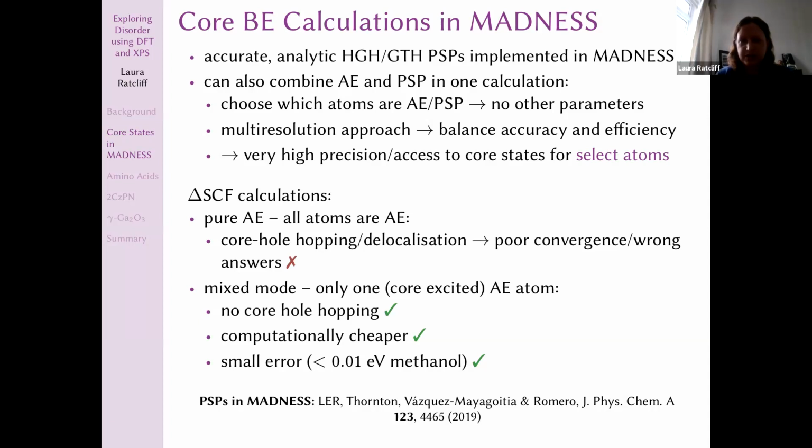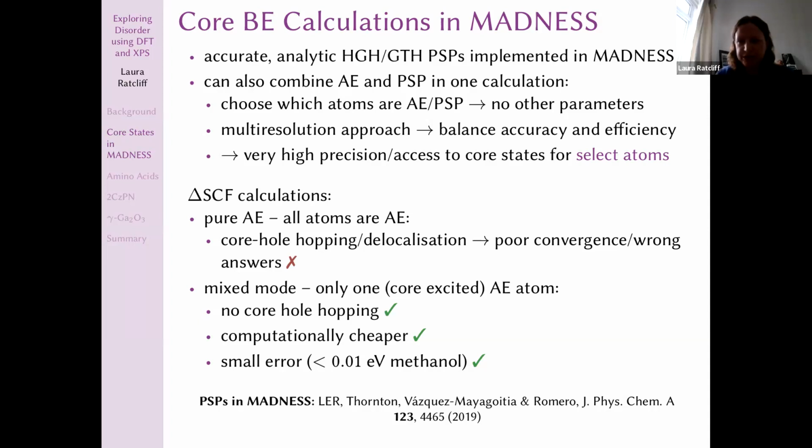There are ways around this problem, or tricks to try and get it to converge to the right state. But an easier, more intuitive approach that we can do in MADNESS is what we call the mixed mode, where only the atom that we're exciting the core electron on is treated at the all-electron level, and all of the others are treated at the pseudopotential level. So that means we only have core states on the atom where we're trying to excite the core electron. So it's not possible to have this core hole hopping problem. This makes the convergence generally smoother, although maybe not always quite as smooth as we would like. But we at least don't end up on this wrong state, so we don't have this problem.